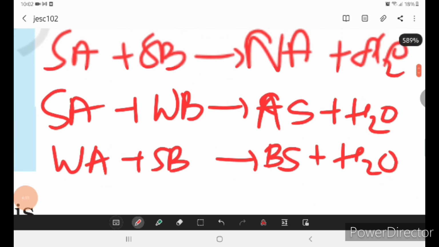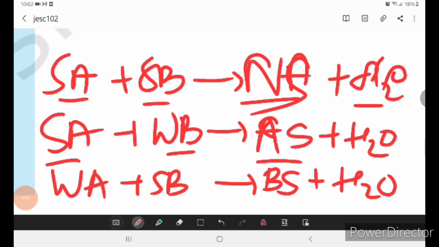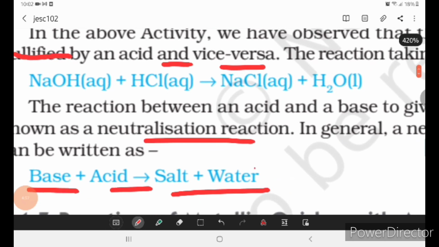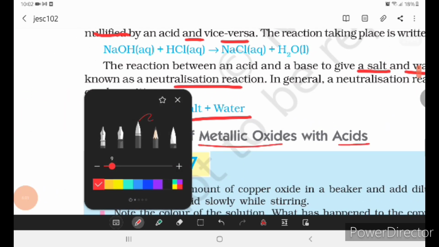So this is what I just wanted to tell you. When a strong acid reacts with a strong base, it gives us a neutral salt plus H2O. Strong acid and weak base give an acidic salt plus H2O. Weak acid plus strong base gives a basic salt plus H2O. Simple. Now let's see the reaction of metallic oxides with acids.